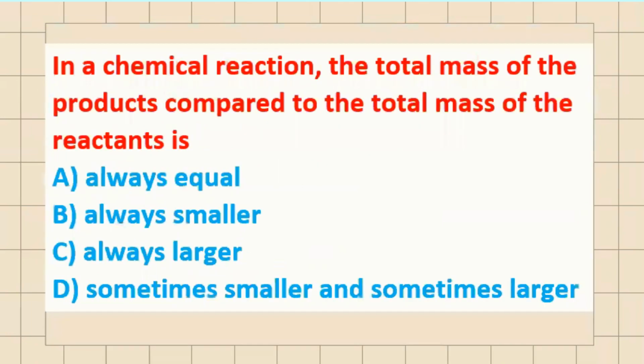Okay, in a chemical reaction, the total mass of the products compared to the total mass of the reactants is: A, always equal; B, always smaller; C, always larger; D, sometimes smaller; E, sometimes larger. According to the law of conservation of mass, the total mass of the products equals the total mass of the reactants. This is always so. Okay, therefore the answer must be A. The answer is A.